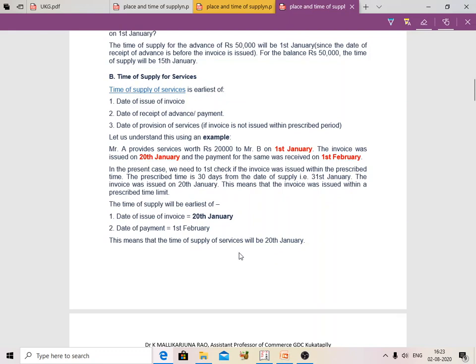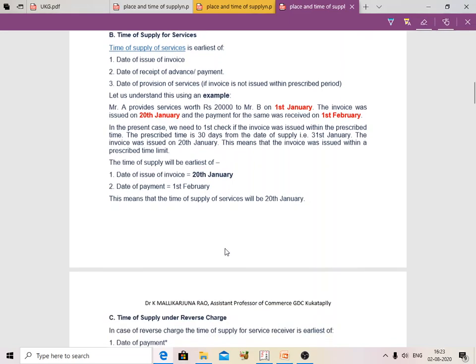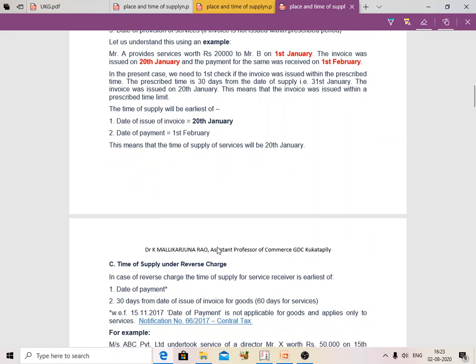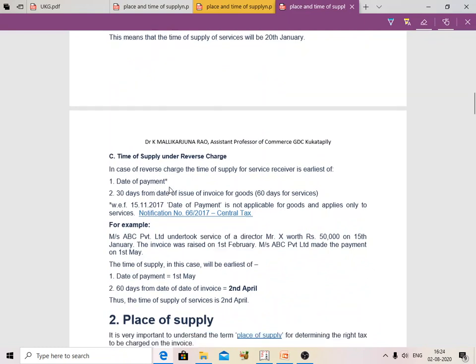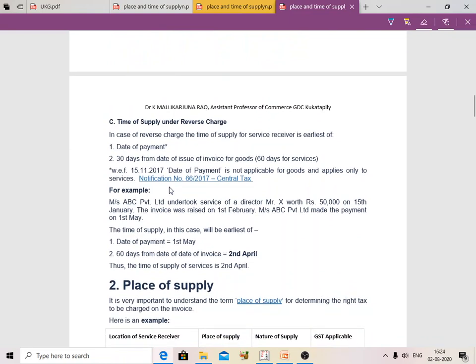We will follow some guidelines given by the GST Council. In the case of supply of services under reverse charge, the time of supply for services is the earliest of either the date of payment or 30 days from the date of issue of invoice for goods, and 60 days for services. It is modified.